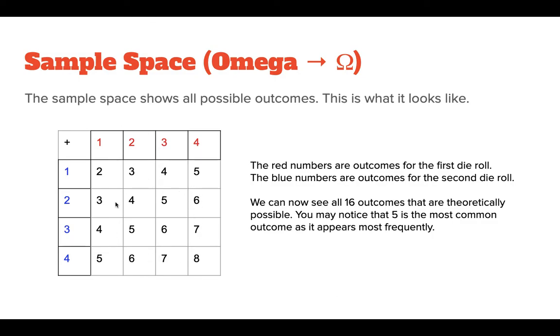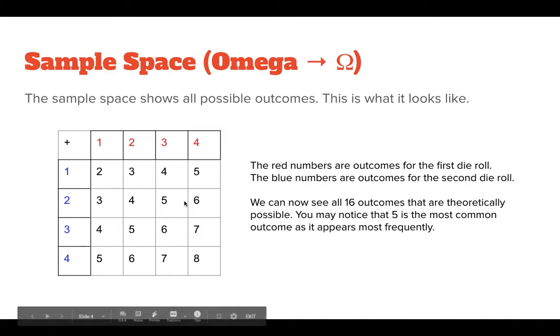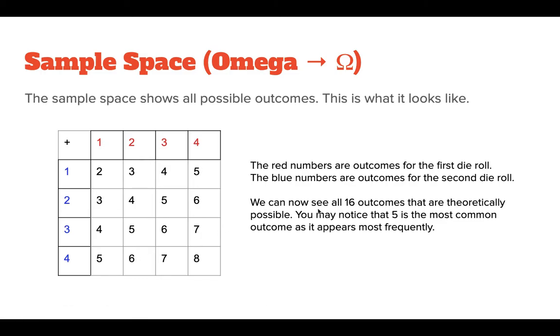Now you're going to notice they're not all unique outcomes. There were 2 ways for me to roll a 3. There were 3 ways for me to roll a 6. So if you just look at what you see there, 5 is the most common outcome because there were 4 different ways that I could end up rolling a 5 out of the 16 possible ways of rolling 2 dice.